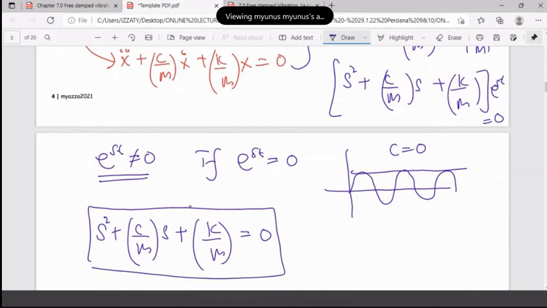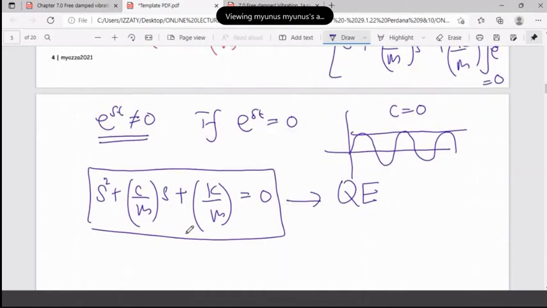This one, if you check this one, it very much looks like what? Quadratic equation, isn't it? So what do you have in the quadratic equation? You have, perhaps I start with the equation first, yeah? In quadratic equation, you have ax squared plus bx plus c equal to 0, isn't it? This very much looks like the quadratic equation.